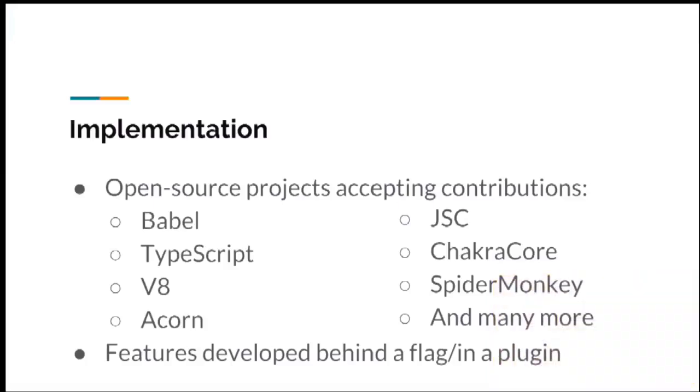Then implementation. Of course, these proposals need to actually be implemented in a transpiler or a JavaScript JIT in order for people to use them. Luckily, the JavaScript ecosystem consists really largely of open source projects that are welcoming of new contributors. And even if a feature isn't part of JavaScript yet, even if it isn't officially stage 4, these can be developed behind a flag, in a plugin, or sometimes in a branch.